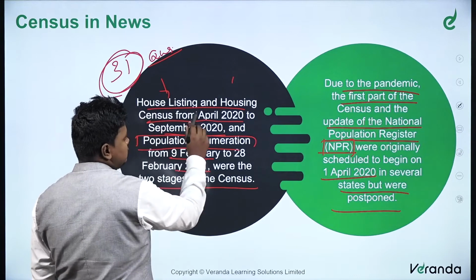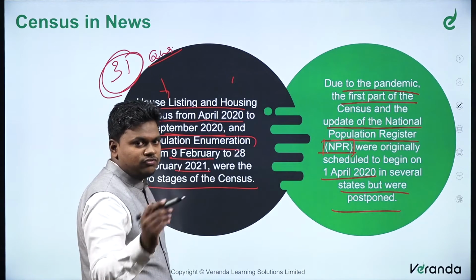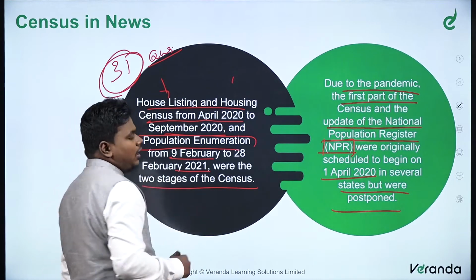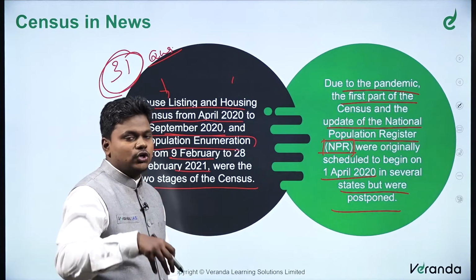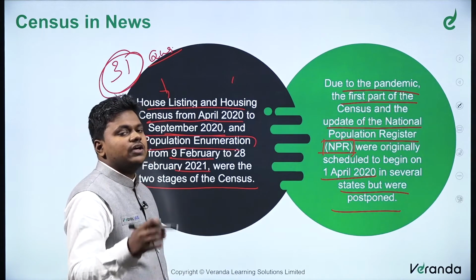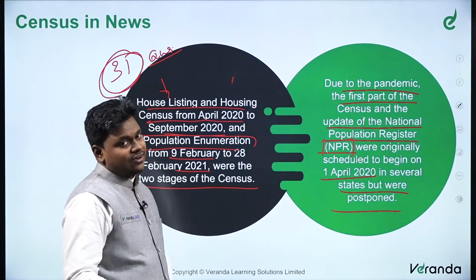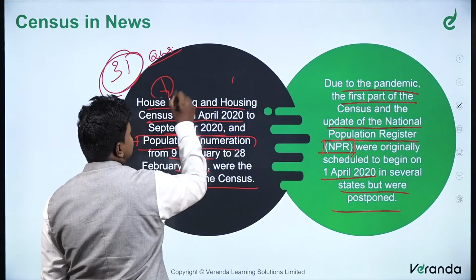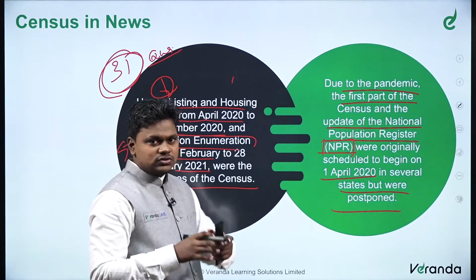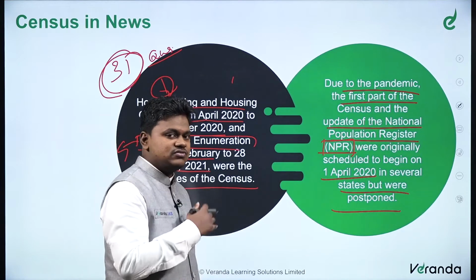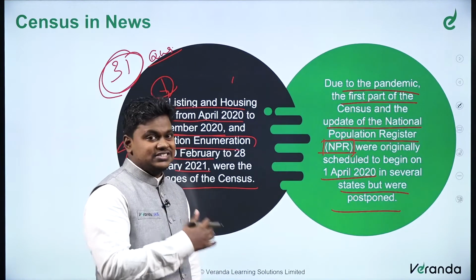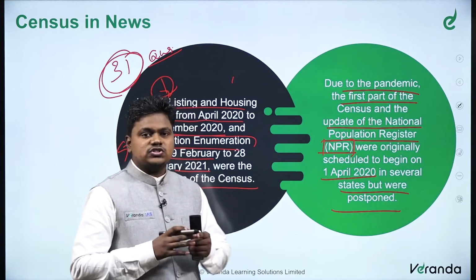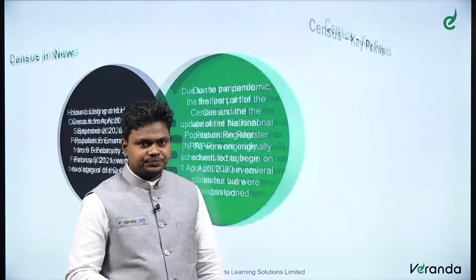So, that is called house listing and housing census, and apart from that, the population enumeration shows how many people actually live in a particular household. Who is the head of the household? What is the gender of the head of the household? Everything will be covered in the 31 questions. Because of this pandemic, this census, which was planned in 2021, which is a decennial census conducted every 10 years, got postponed to 2022.